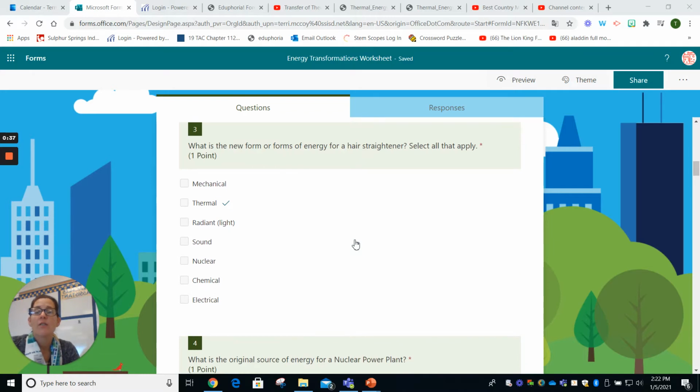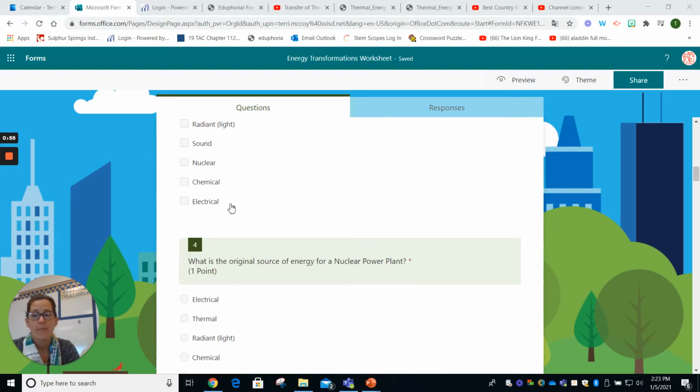Number three says, what is the new form or forms of energy for a hair straightener? Select all that apply. So for these ones, more than one thing could be the correct answer. But for hair straightener, it gets hot. So the new form of energy is thermal. So thermal energy, hopefully that's what you selected for number three.